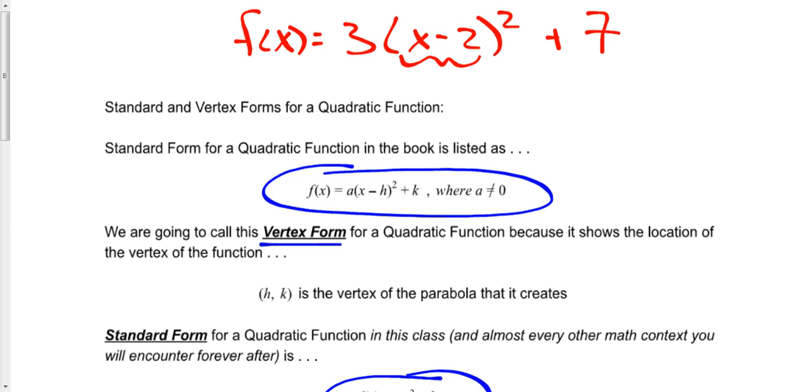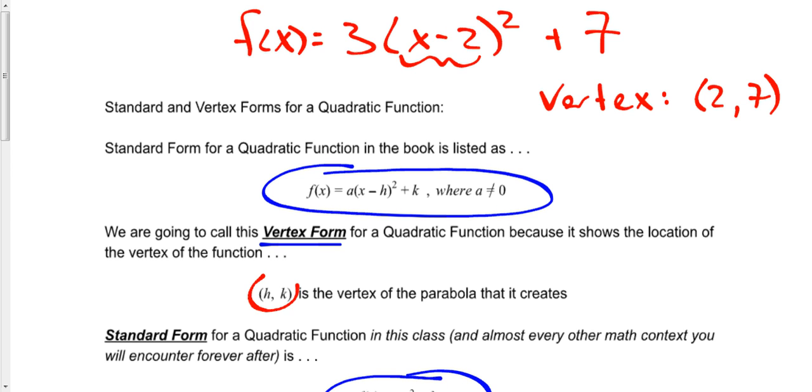How about this guy? Up 7. So before I move it up 7, I stretch it, right? But right 2, up 7. So where is my vertex? 2, 7. My vertex is 2, 7. Okay. And this is the vertex form.